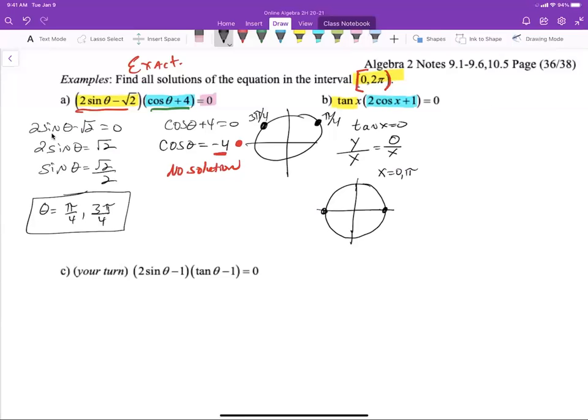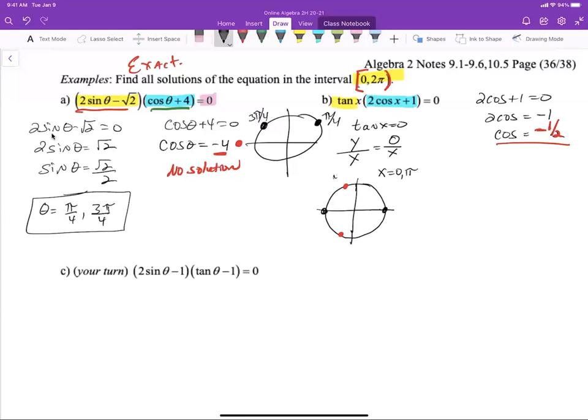Now I'm going to solve 2 cosine x plus 1 is equal to 0. I'm going to subtract 1 from both sides, and I get negative 1. I'm going to divide by 2, and I've got negative 1/2. So where on my unit circle are my x values equal to negative 1/2? Well, negative 1/2 is my short side of my circle, so it's going to be up here and here.